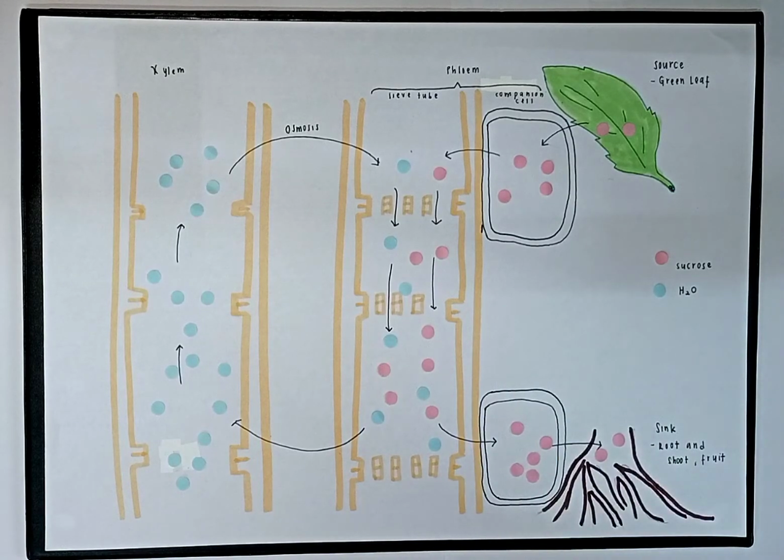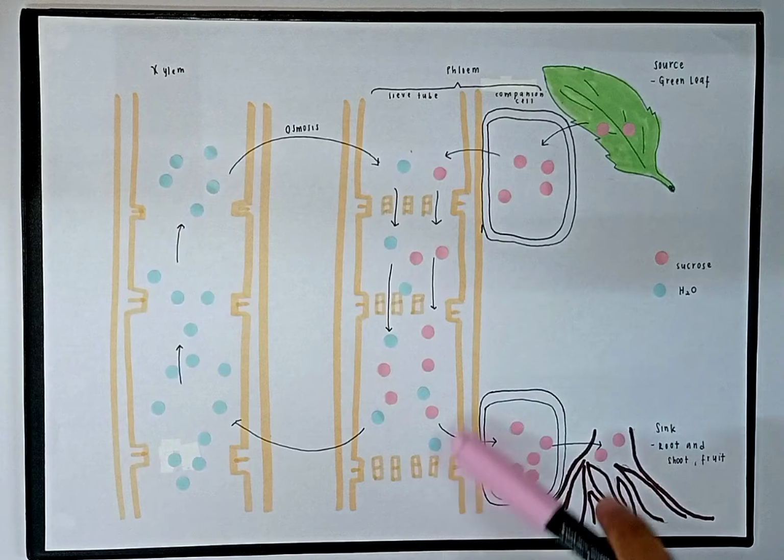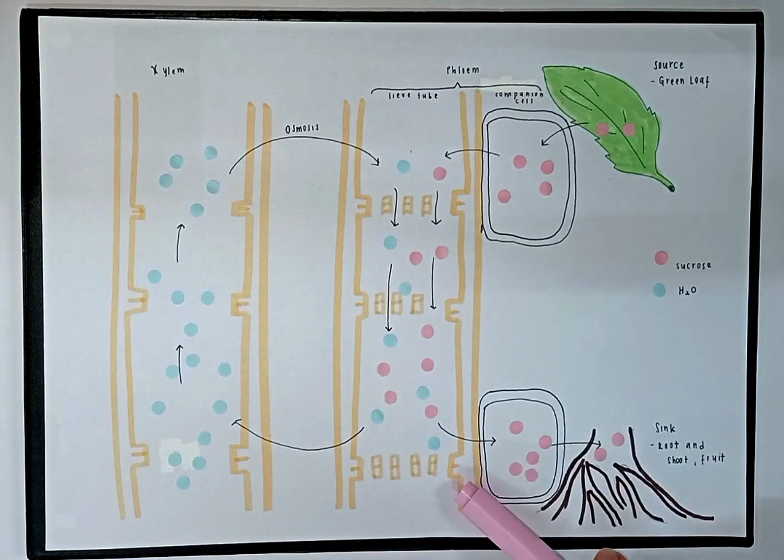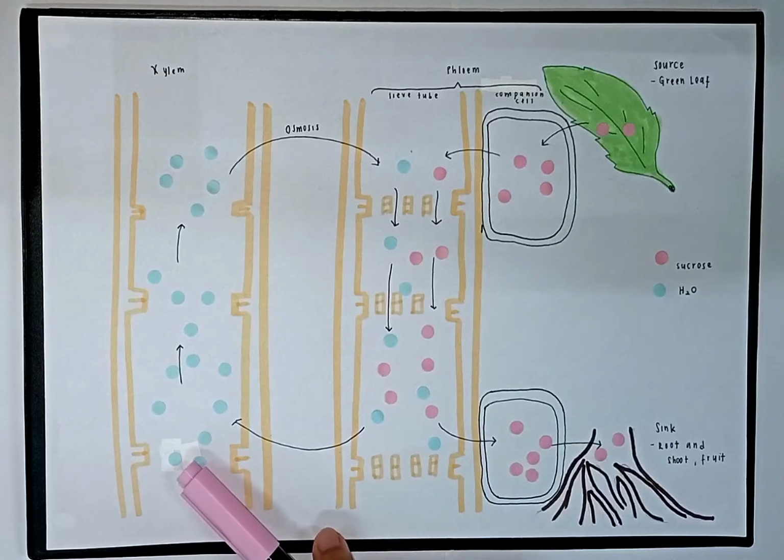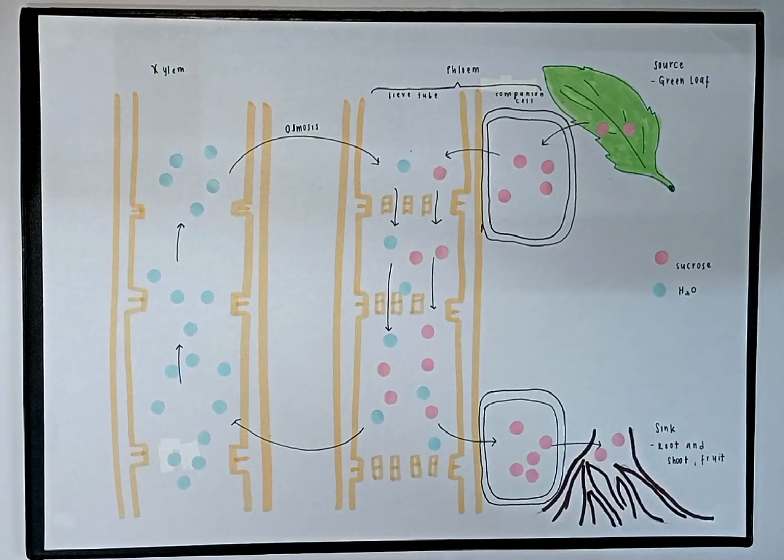As a result, sucrose diffuses from the sieve tube into the sink cell, and this will cause the water potential in the sieve tube to increase. Water diffuses out from the sieve tube into the xylem vessel by osmosis, thus generating low hydrostatic pressure in the sieve tube. Therefore, translocation occurs from source to sink.